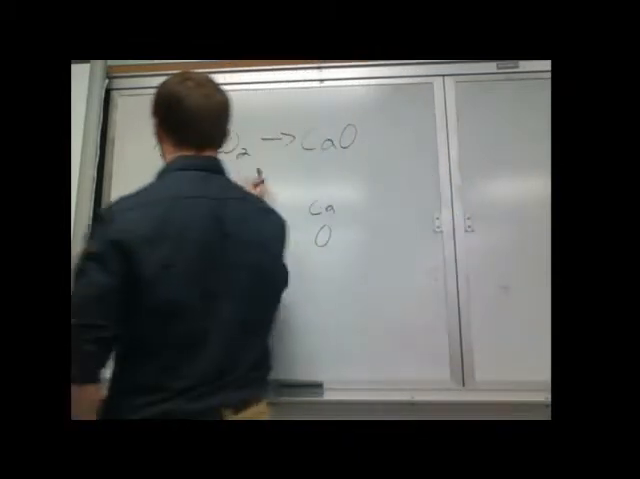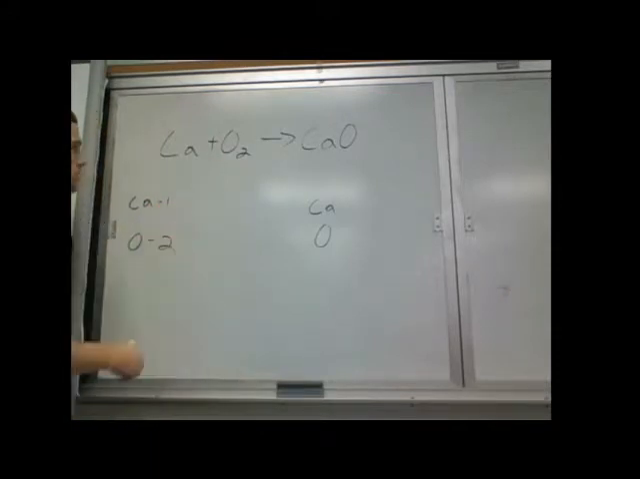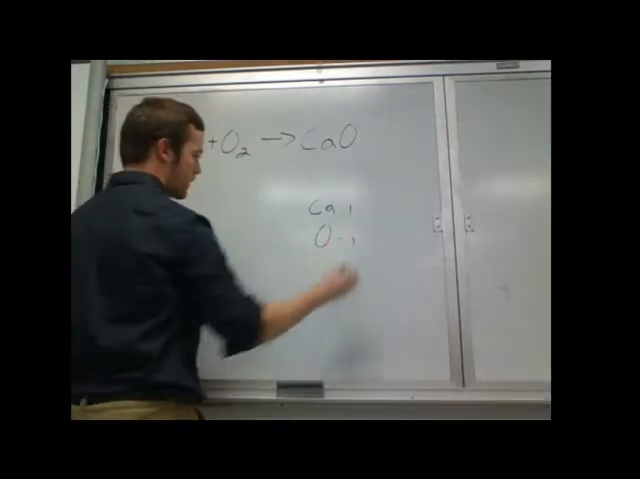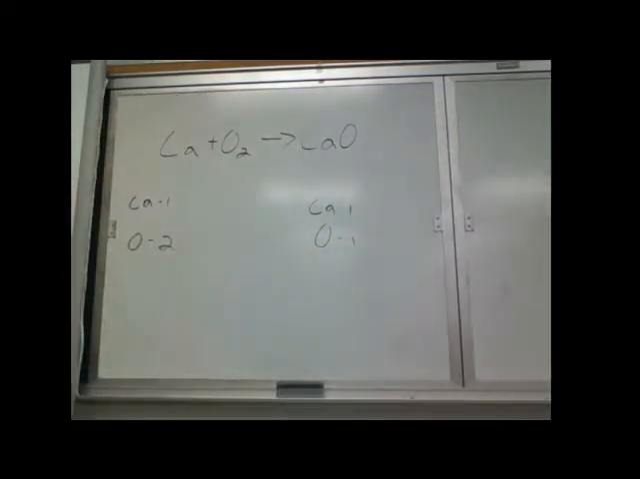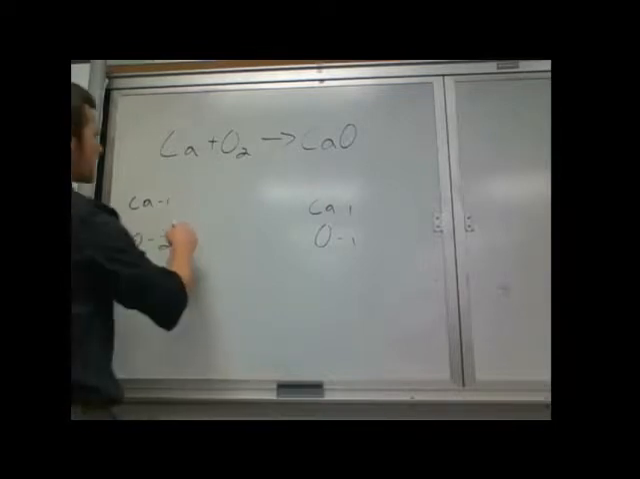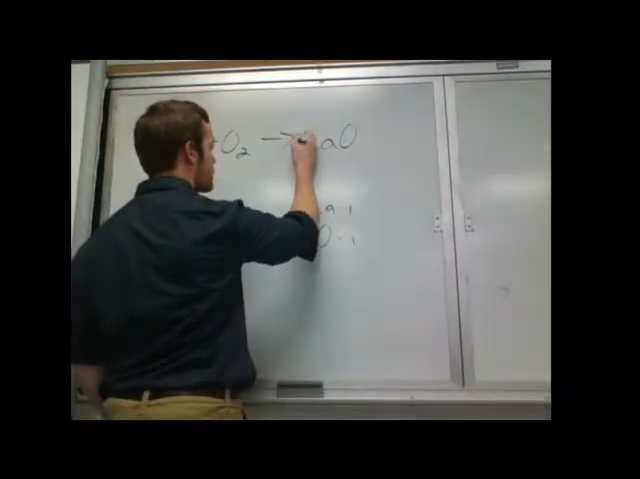On the left side, my reactant side, I have only one calcium, but I have two oxygens. On my product side, I only have one calcium and one oxygen. So how can I balance these two sides of my equation? So if I'm looking at calcium and I'm looking at oxygen, if I have two oxygens, then I must have two oxygens on this side.